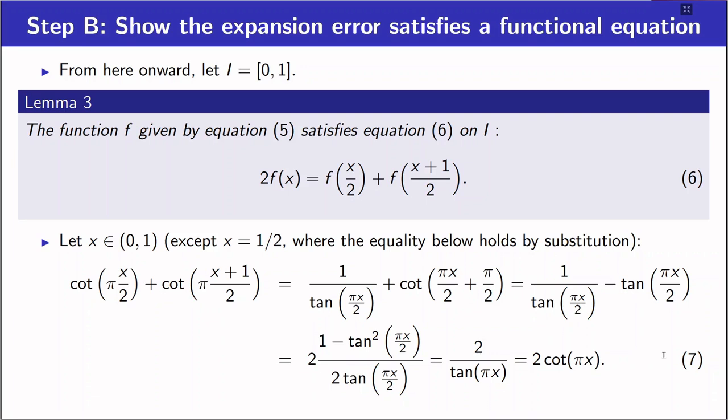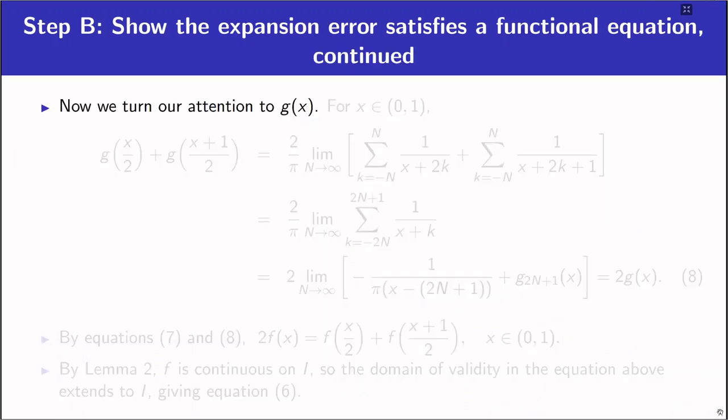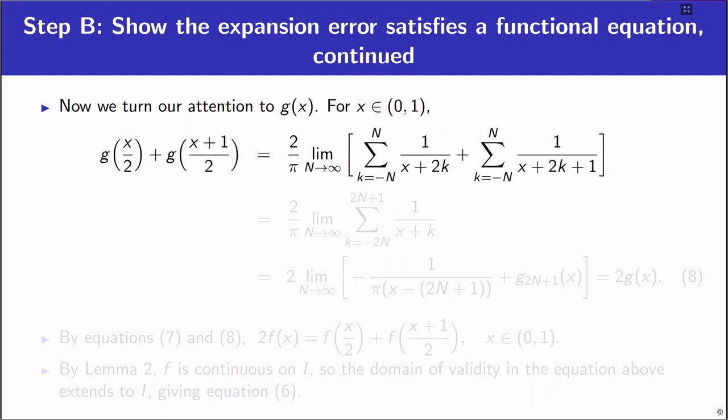That cotangent of pi x satisfies it follows from the cotangent double angle formula. The details are here for you to pause and verify at your leisure. Now we're going to verify that g satisfies the functional equation on the open interval from 0 to 1. By the definition of g and a teensy bit of algebra, the following holds.